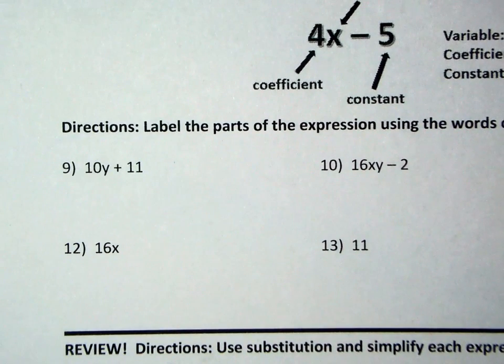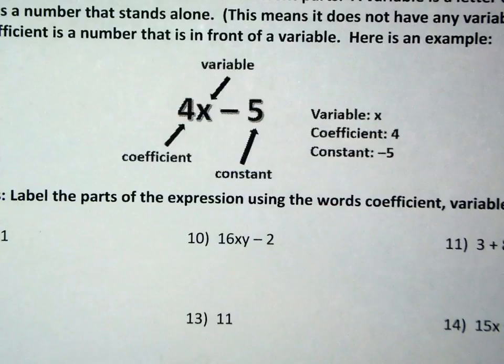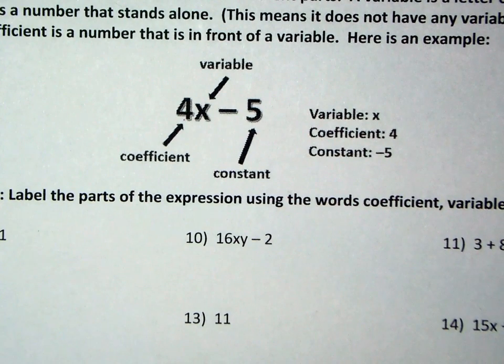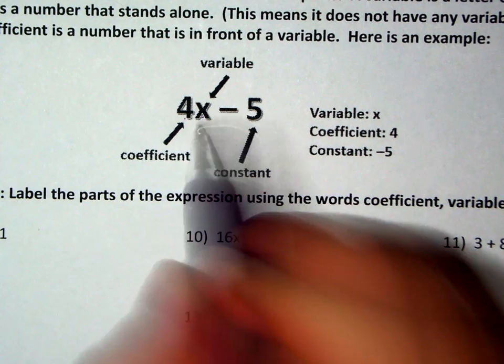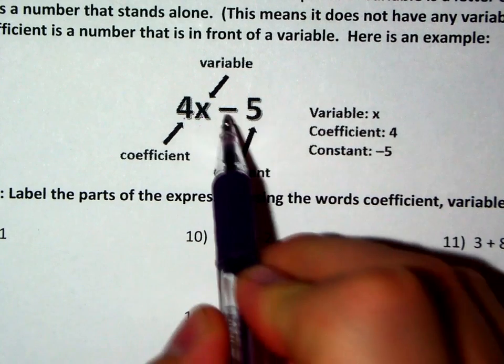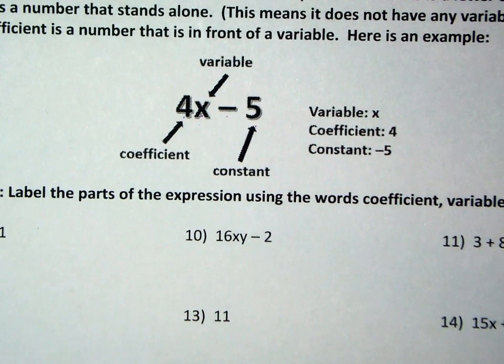Part 2 of this worksheet asks for us to label the parts of the expression using the words coefficient, variable, and constant. And so in our example, we are shown the coefficient is the value of the number before a variable. The variable is the letter that's representing any possible number. And then the constant is the number when it stands by itself without a variable.